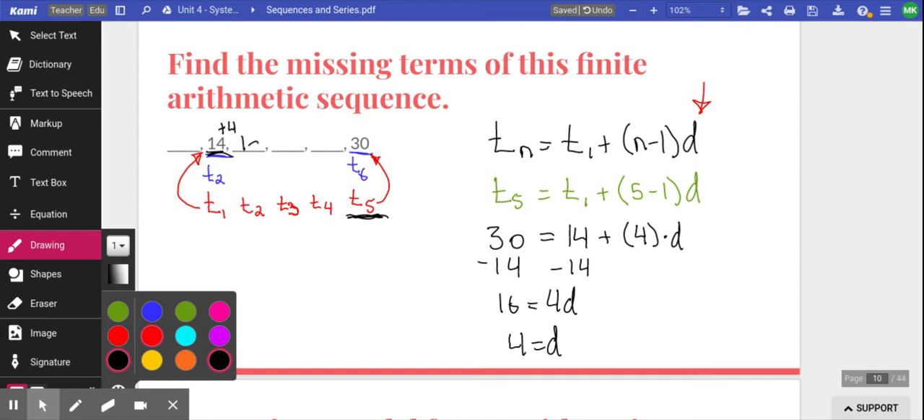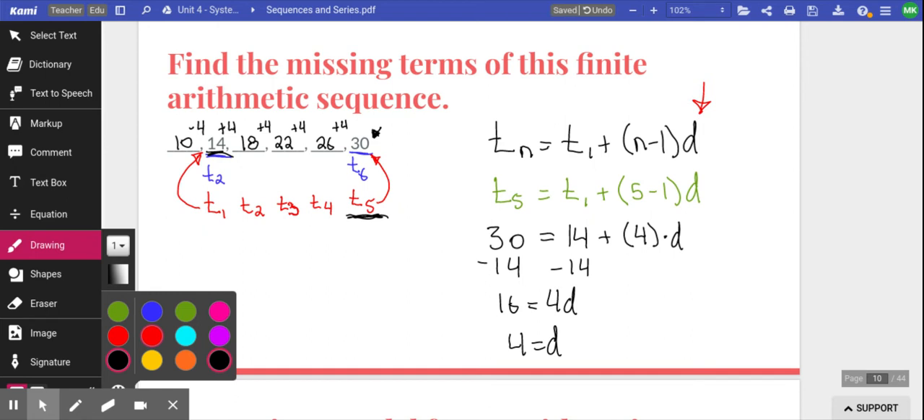So that would mean this is 18. If I added 4, this is 22. If I added 4, this is 26. If I added 4, I get 30, which is correct. To get the last one, I'm going to subtract 4. That means this must have been 10.